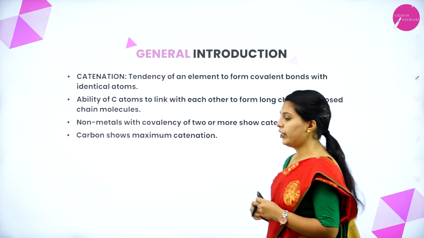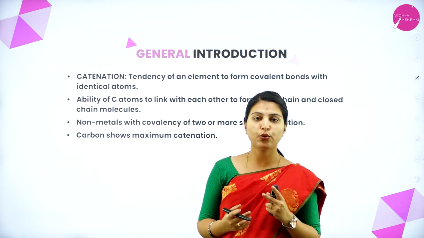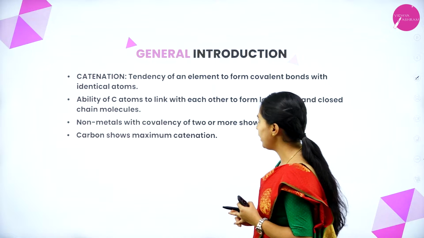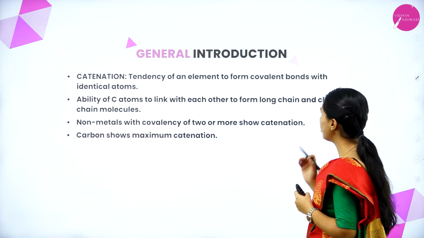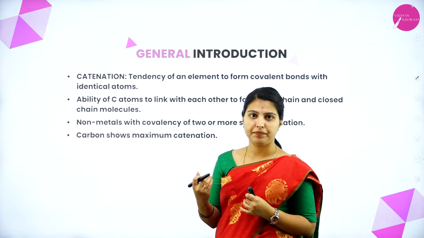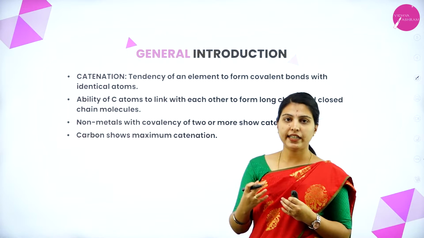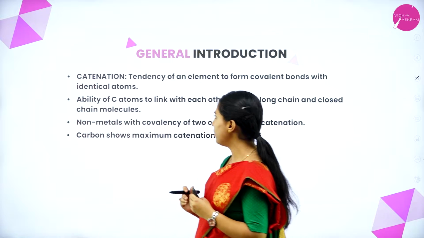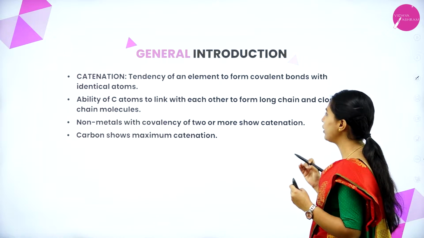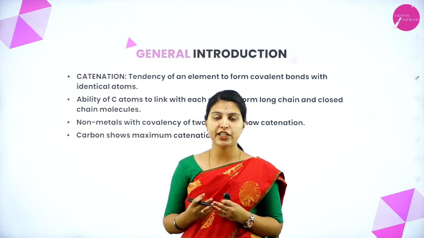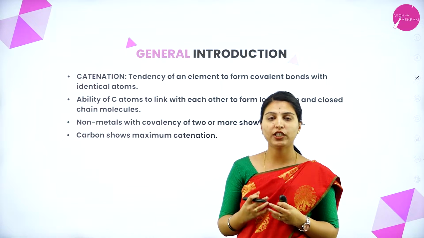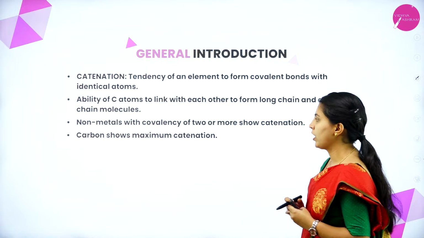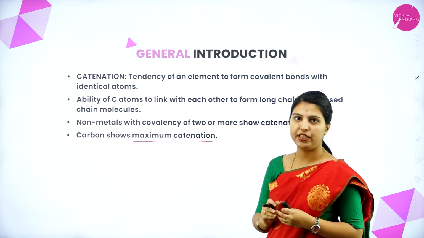And if we come to carbon, we know that carbon has two major properties: catenation and tetravalency. First, we will see what catenation is. It is the tendency of an element to form covalent bonds with identical atoms. Okay, it is a property of carbon. The tendency of forming covalent bonds with identical atoms we'll call catenation. It is the ability of carbon atoms to link with each other to form long chain and closed chain molecules. Not only does carbon form catenation, it also has the capacity to form bonds with other elements. Non-metals with covalency of 2 or more show catenation. Carbon shows maximum catenation.